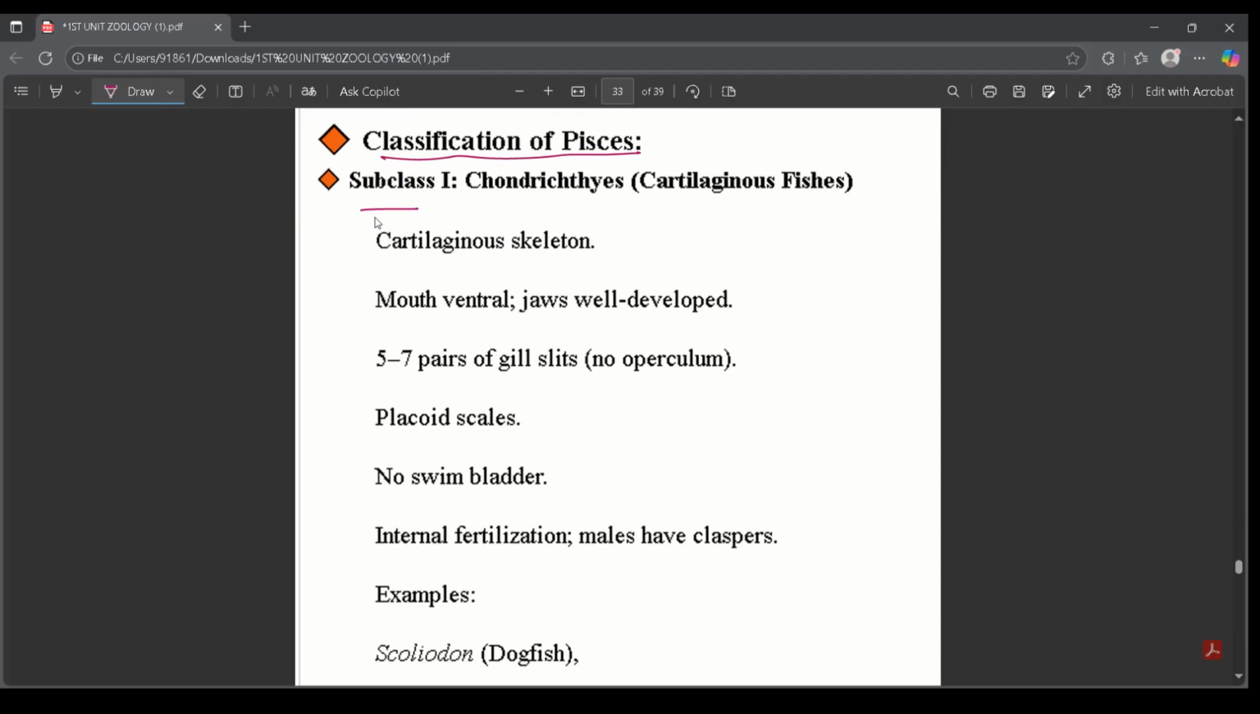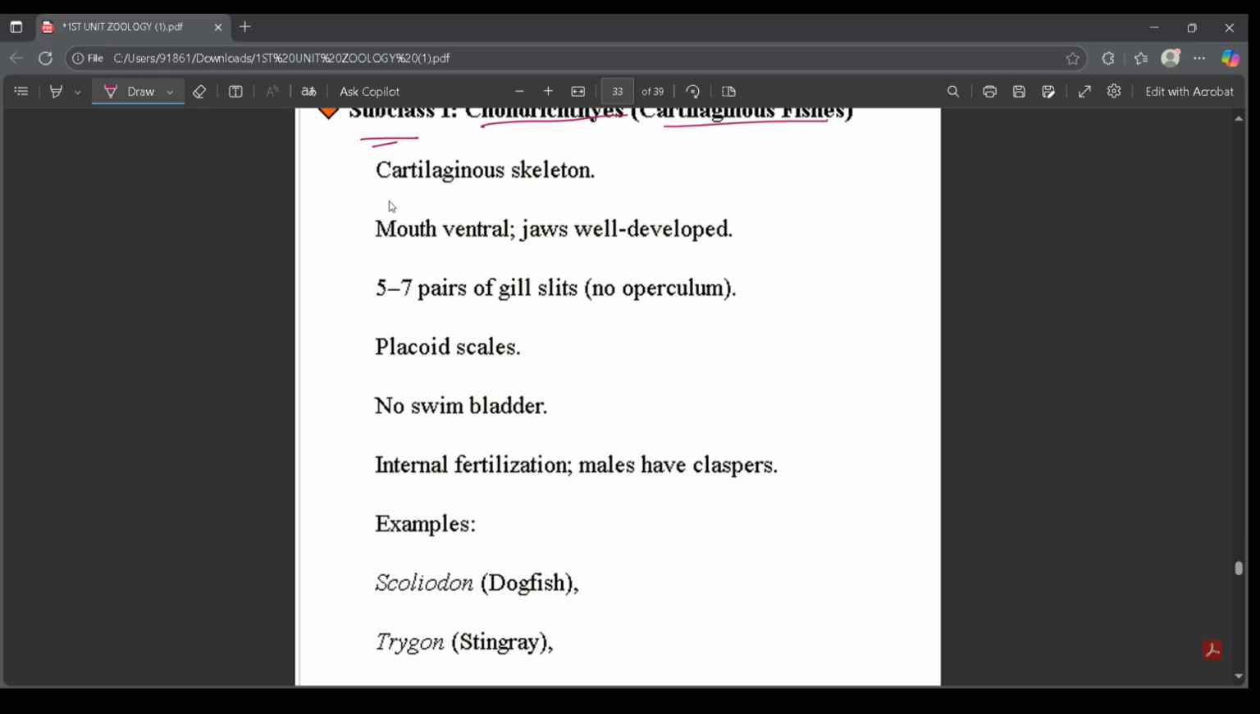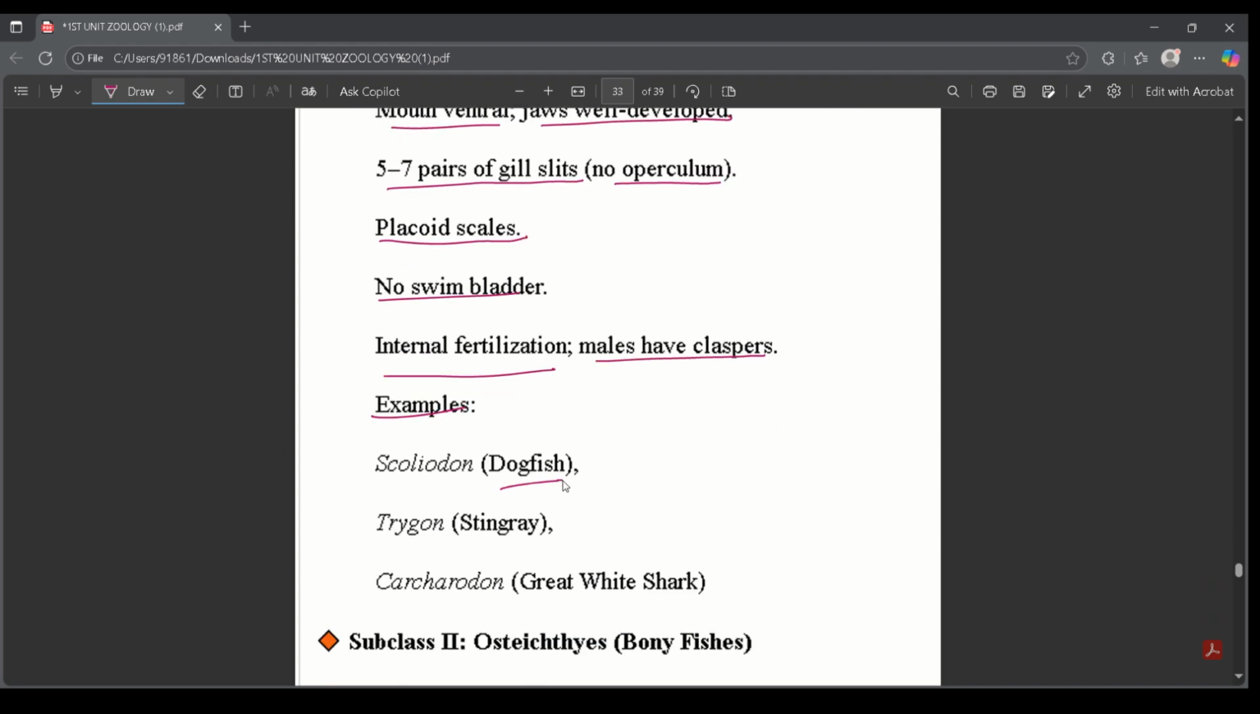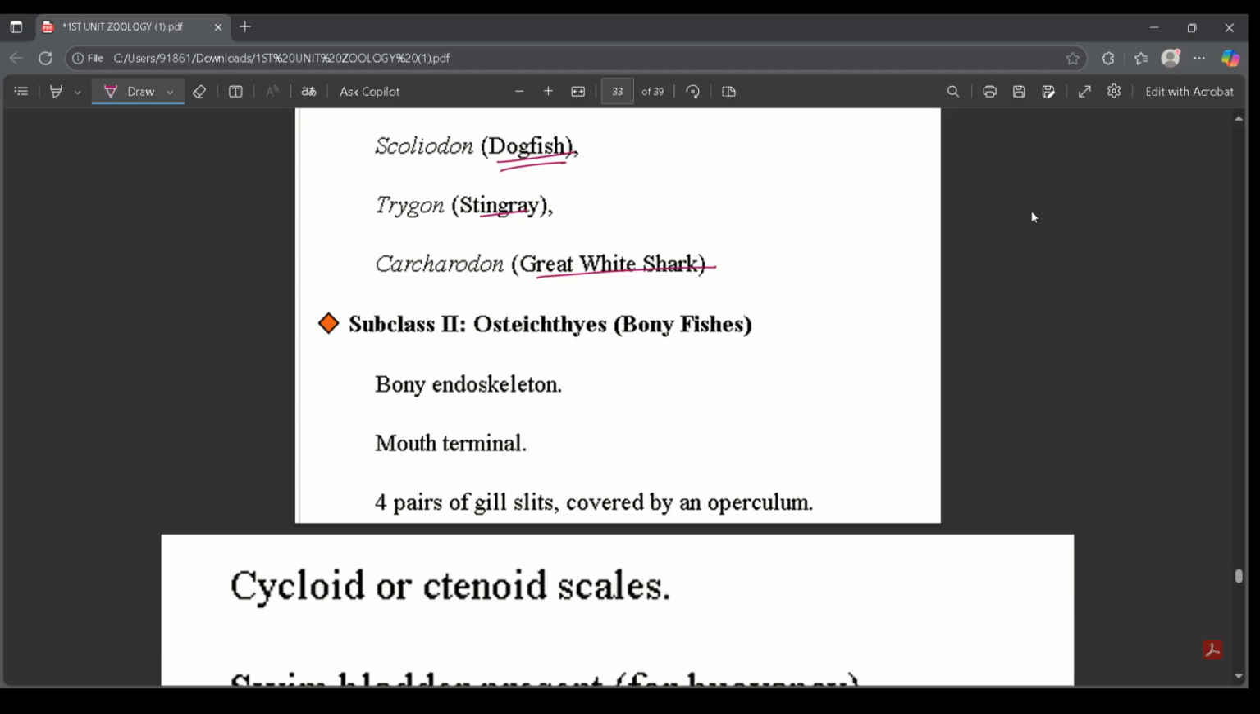The first subclass is Chondrichthyes, or cartilaginous fishes. They have a cartilaginous skeleton. They have a ventral mouth, well-developed jaws, 5-7 pairs of gill slits, and no operculum. They have placoid scales, no swim bladder, internal fertilization, and males have claspers. Examples are stingray, dogfish, and great white sharks.